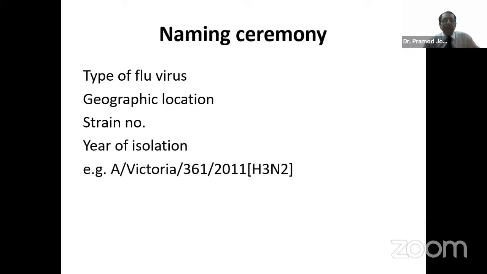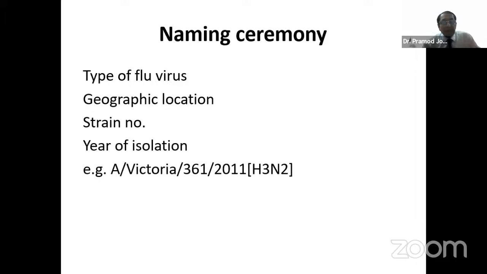As I was just telling you in the beginning, when I showed you my name, I will just tell you what the naming ceremony of the viruses is like. So there is a type of the flu virus like H1N1 or H3N2. Then there is a geographic location where it comes from, for example, California or somewhere.